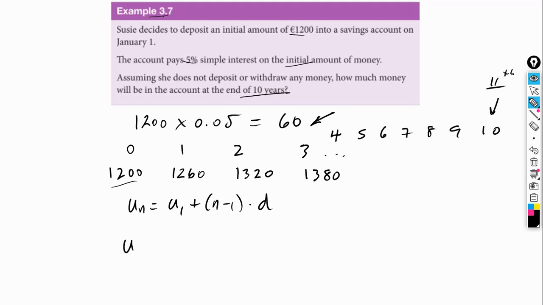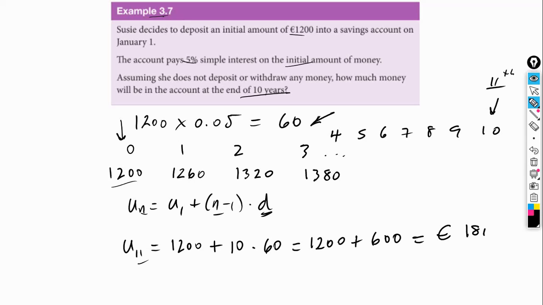So that means that we have to do u of 11 is equal to the first term. So this is the first term, 1,200, plus the index, n, right? This is the index. So 11 minus 1 will be 10, times the common difference. So the common difference is 60, because that's what is adding up to the account every year. So this times 60, and we're going to get 1,200 plus 600, and this is in euros, 1,800 euros.